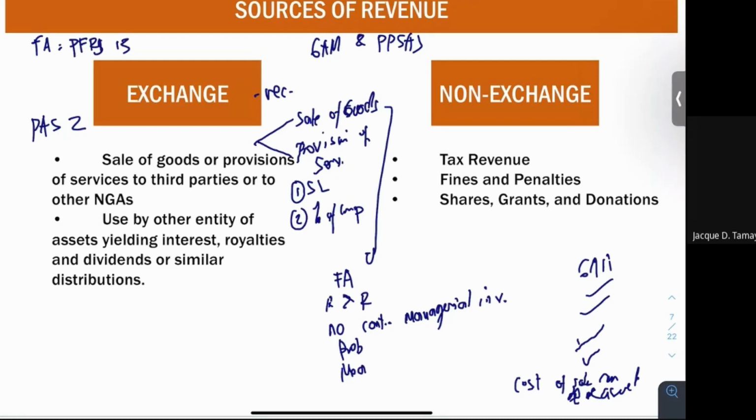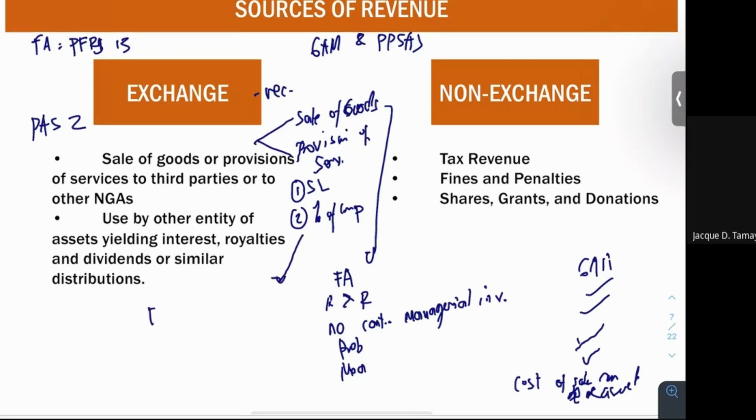So again, one difference under PFRS 15 versus GAM and PPSAS. Under PFRS 15, we recognize at a point in time or over a period of time, and we follow the five-step model of revenue recognition. However, here we look at the straight line or percentage of completion, whichever best reflects the transaction. Now, as to the recognition of provision of services, under financial accounting, if you still remember, we have probable and measurable.